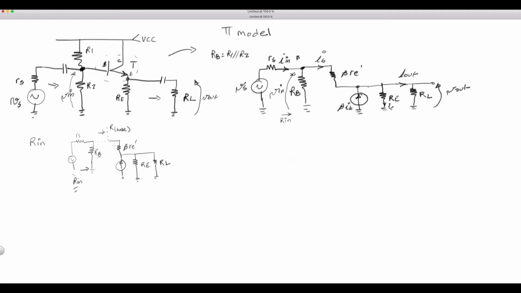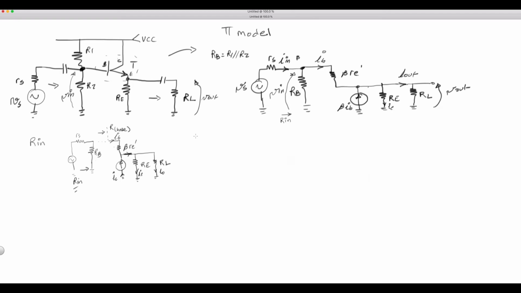So let's think about what's going on here. We have IB going this way. We have IC going this way. We have a current going through RE, and we have a current going through RL. So let's call this one IE, and this one I0, which is the output. Now, let's think about this for a minute. This branch right here, what's going on? Well, that would be the sum of IC and IB.